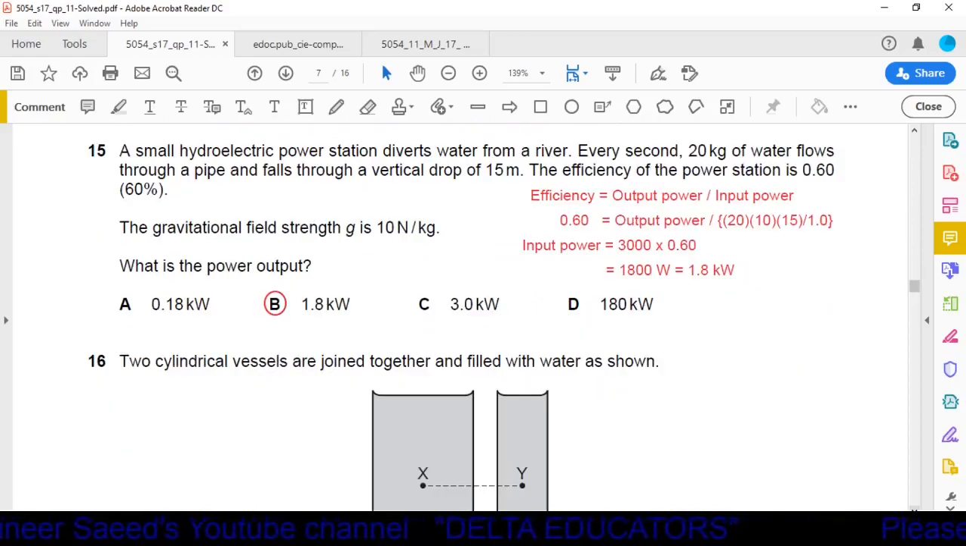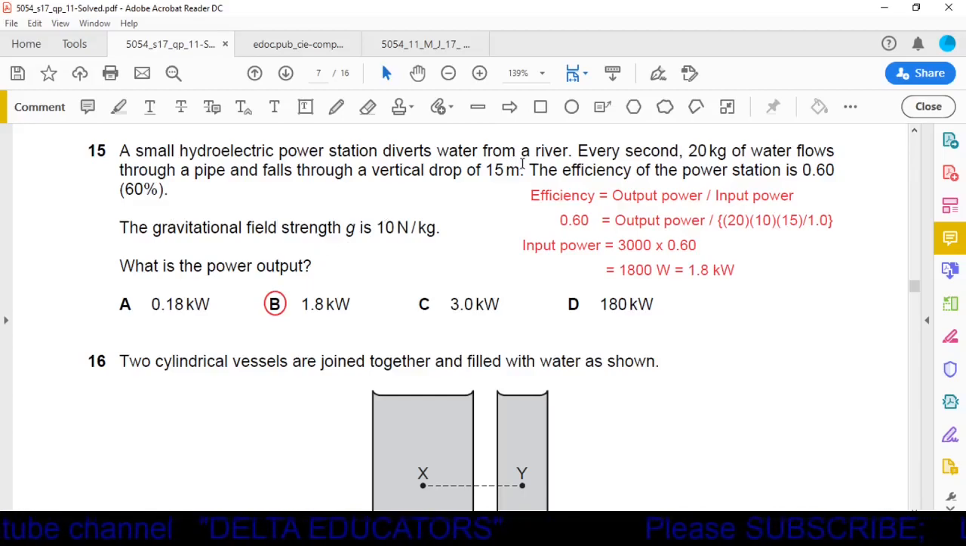Question number 15. A small hydroelectric power station diverts water from a river. Every second 20 kg of water flows through a pipe and falls through a vertical drop of 15 meters. The efficiency of the power station is 0.60, means 60%. The gravitational field strength g is 10 Newton per kg. What is the power output?